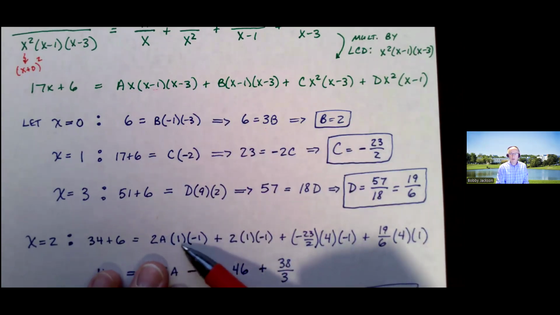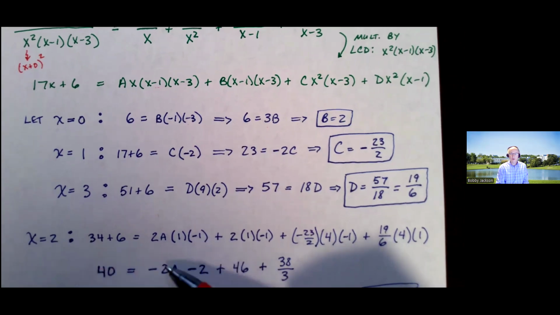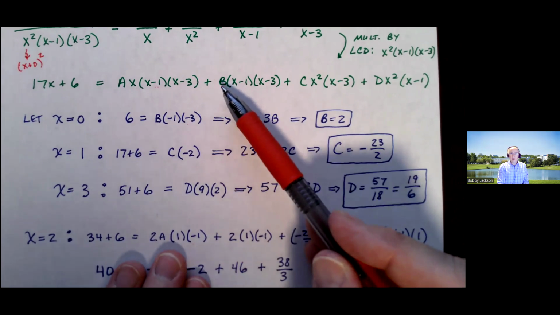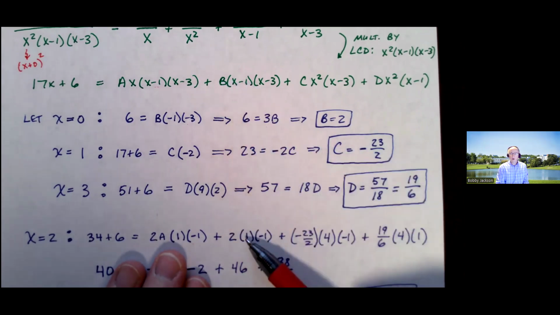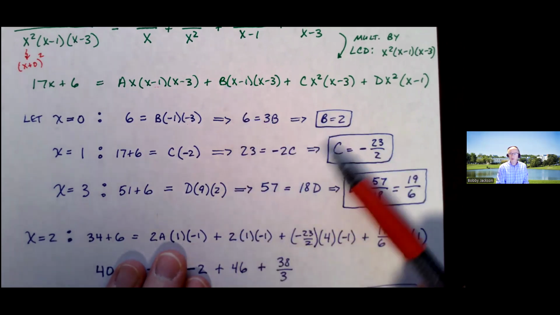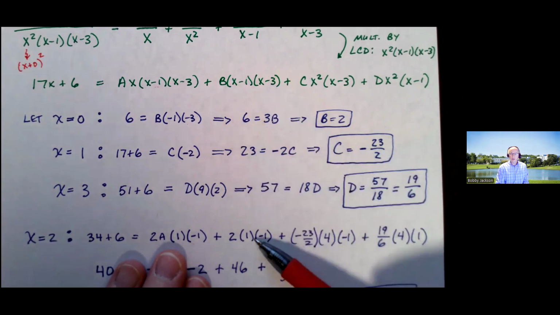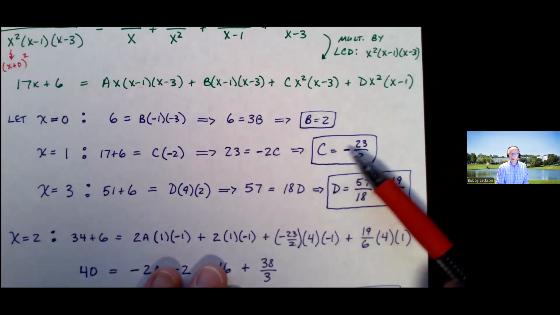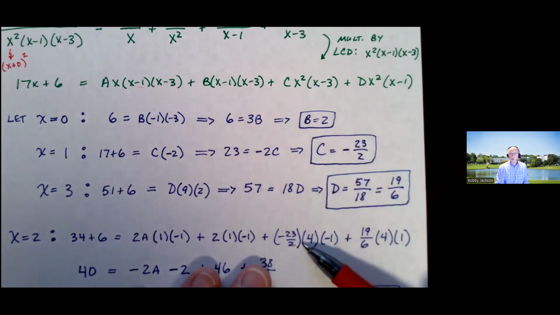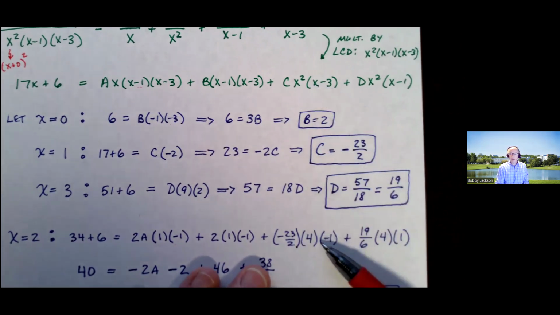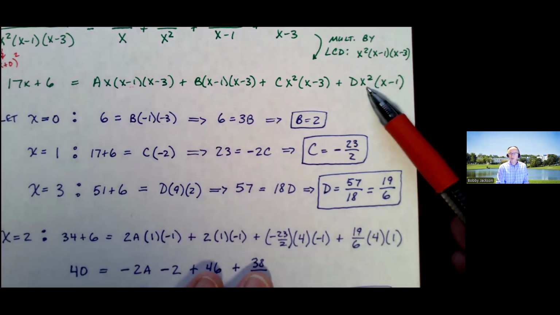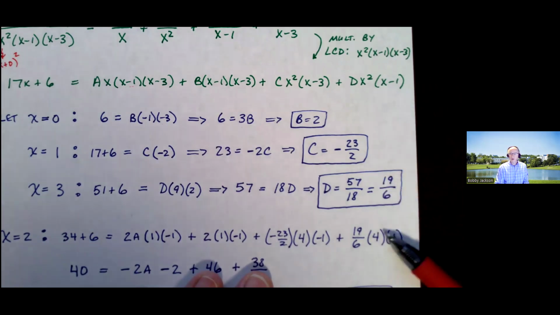So when I multiply all these together, what will I get? -2A. Now, over here, I'll get B. Plugging in, 2 minus 1 is 1. And B, of course, is 2, so I'm replacing B with 2. And then 2 minus 3 is -1. And then C, remember C was -23 halves. Plug in x is 2. 2 squared is 4. 2 minus 3, -1. And then plus D, D is 19/6. 2 squared is 4. 2 minus 1 is 1.